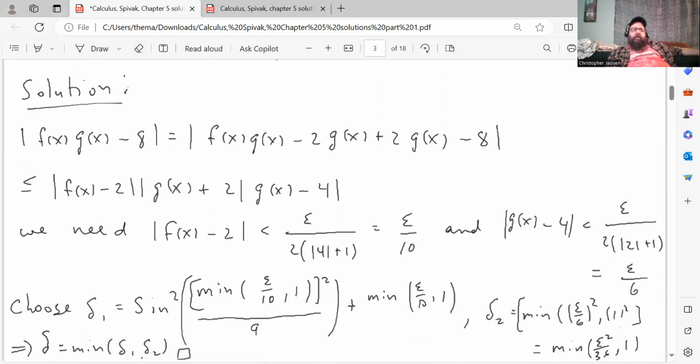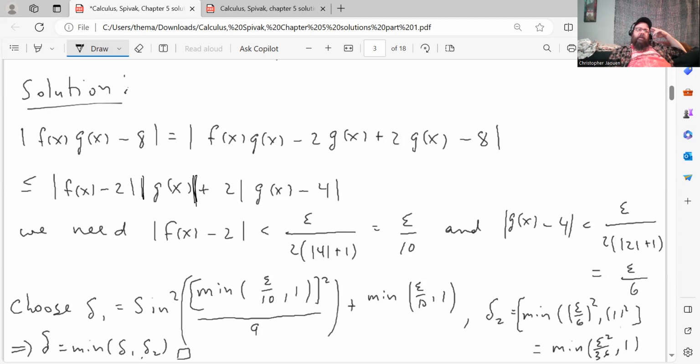And again, by some properties of absolute values and the triangle inequality, whoops, sorry, I just realized there's a typo here. There should be another vertical line over here. So that's less than |f(x) - 2| times |g(x)| plus 2 times |g(x) - 4|. So, just using the triangle inequality and factoring some things.